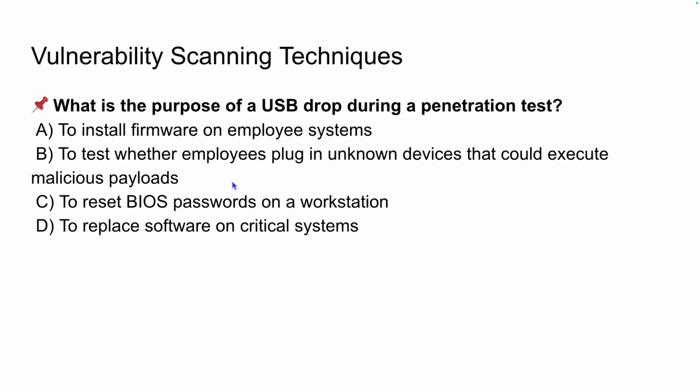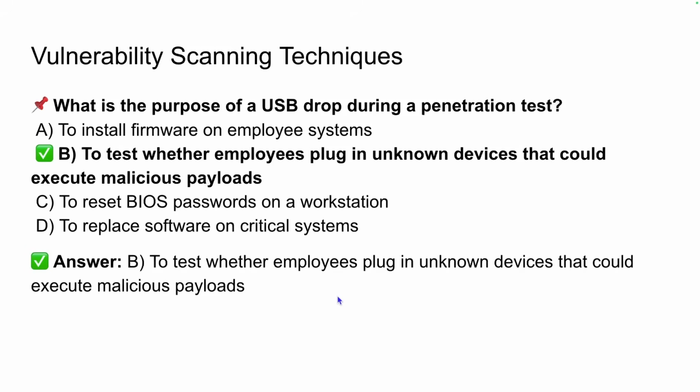What is the purpose of a USB drop during a penetration test? To install firmware on employee systems, yes. To test whether employees plug in unknown devices that could, yes, for sure. To reset BIOS passwords on a workstation, I mean, maybe. It's something that would happen once the USB has been plugged in. To replace software on critical systems. So these are things that can be done once the USB has been plugged in, including installing firmware on employee systems. But the purpose of the USB drop is to test whether or not employees will actually plug it in, right? So that would be the answer.